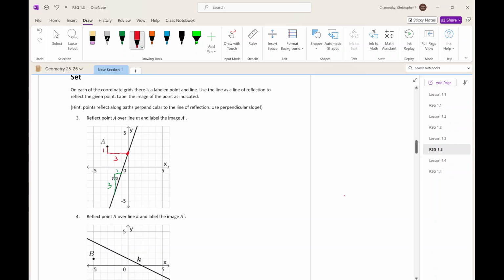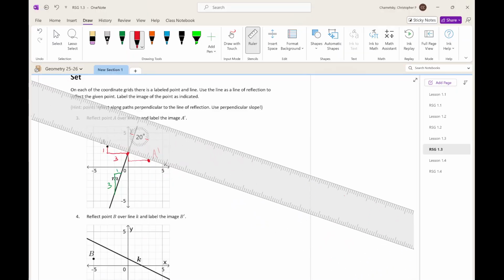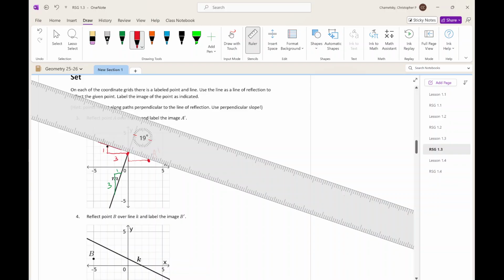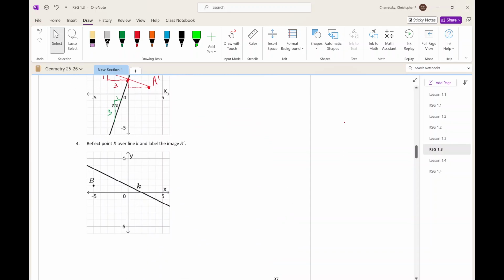So we're going to do another down 1/3, and that is where A prime is going to be. And we can see that that's going to be perpendicular to our line of reflection.